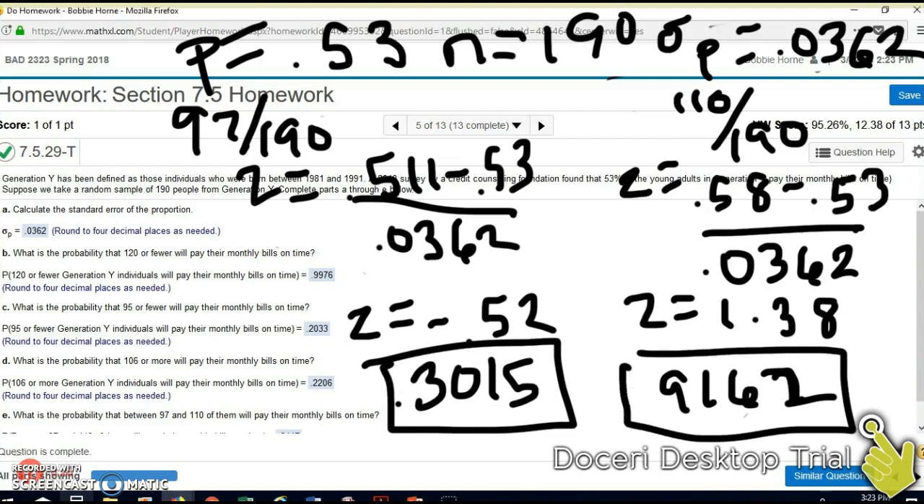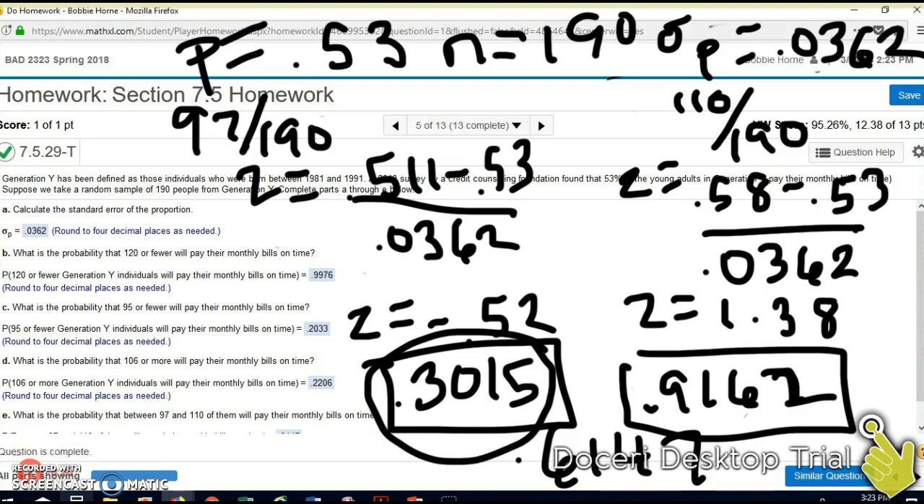So we have to take these two. This is area to the complete left. We want to subtract the 0.3015 out, and we get 0.6147. We have to subtract out the area that we do not want in there. The area under 97 we don't want that to be included. This is the area under 97, so we have to subtract that out. So you get 0.6147. Now I'm going to scroll up here.